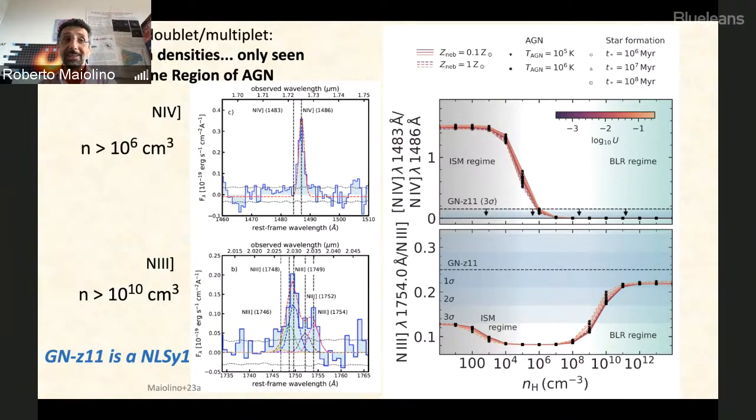So, first, I want to emphasize again that it's fantastic that we are able to do detailed atomic physics 400 million years after the Big Bang. But the main result here is that this gas must be coming from ultra dense gas, not typical certainly of the ISM in galaxies, but typically found in the broad line regions of AGNs. And the only reason GN-z11 was not promptly identified as a type 1 AGN is because its broad lines are actually relatively narrow, so it's actually a narrow line type 1 AGN.